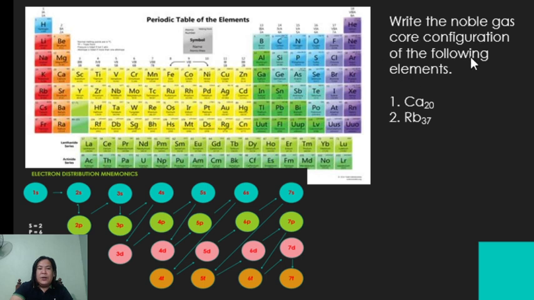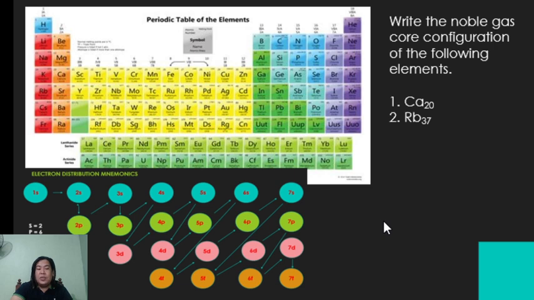Let's have another example. Okay? Write the noble gas core configuration of the following elements. Calcium. Okay, where is calcium? This is calcium. Pero bago dumating kay sa part ng pwesto ni calcium, may potassium muna, and bago si potassium, siya muna ay argon. Okay? Ang element is arranged according to increasing atomic number starting from left to right. So 1, 2, 3, 4, 5, 6, 7, 8, 9, 10, neon 10, followed by sodium, up to argon, and then followed by potassium. So argon is 18, potassium is 19, and then calcium is 20.